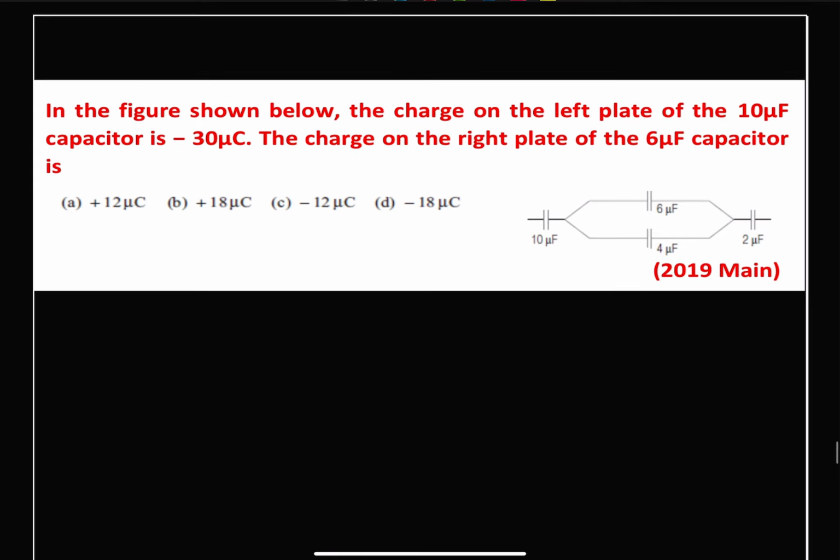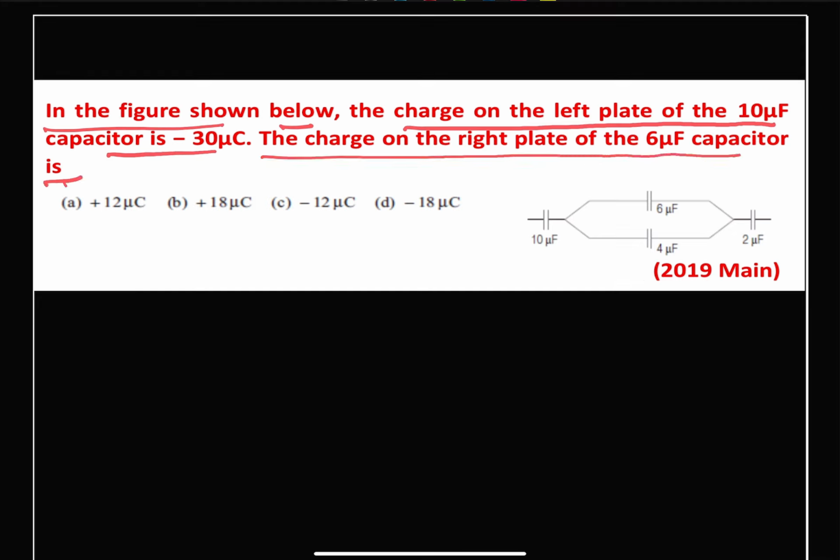that in the figure below, the charge on the left plate of 10 microfarad capacitor is minus 30 microcoulomb. The charge on the right plate of 6 microfarad capacitor is? So we are given the charge on the left plate of 10 microfarad and we need to find out the charge on the right plate of 6 microfarad. And this we have to find out.